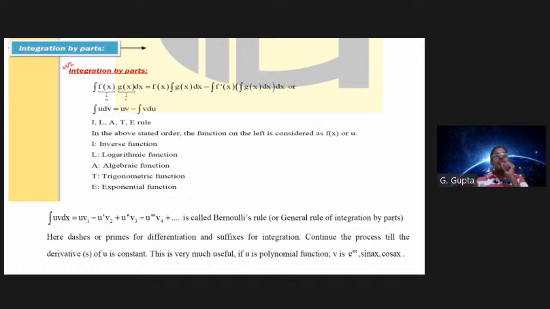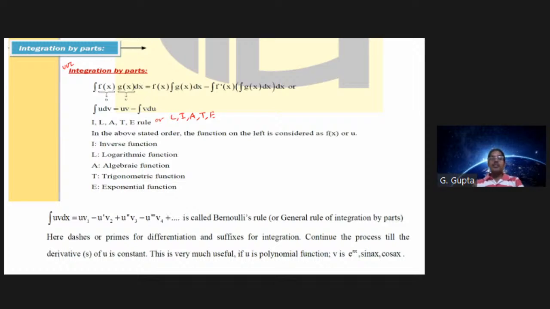There is a proper rule to select the u function and v function, given by ILATE, or some people say LIATE. No problem, both are correct. They are almost the same, except for the order of L and I. I stands for inverse function, sine inverse x, etc. L stands for logarithm function, log x, log of x plus 1, etc. A stands for algebraic, x plus 1, 1 by x, x square minus 2x, etc. T stands for trigonometric terms, cos x, secant x, tan x, etc. E stands for exponential function, that is e raised to x, 2 to the power x, etc.